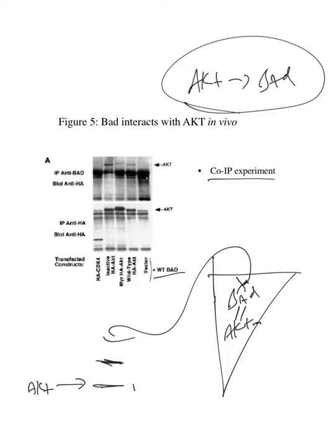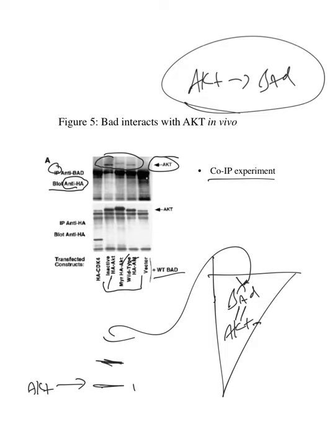So they transfect bad along with their various versions of AKT, and then they co-precipitate using the bad antibody. They IP with bad, and they Western blot with what they're calling anti-HA, but that's just a way of detecting AKT in this experiment. And you can take a look at the AKT band. We see it here in these three lanes where we know we've delivered AKT. So when we have bad and AKT both present in the lysate, we can pull out AKT by using a bad antibody. In other words, they co-precipitate, that means they interact.